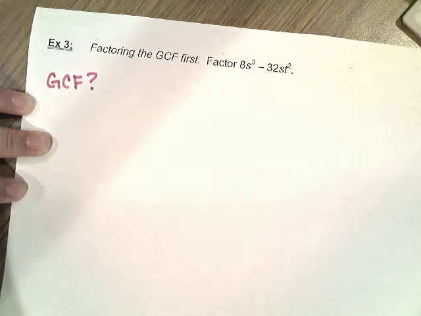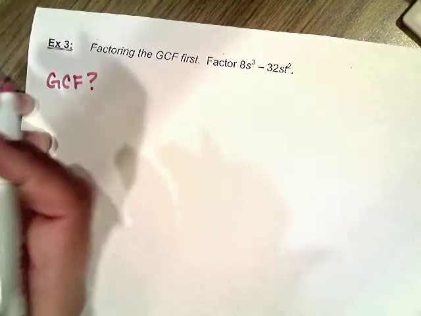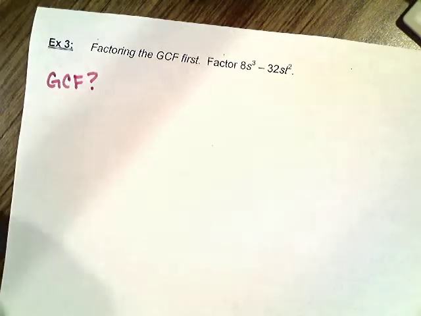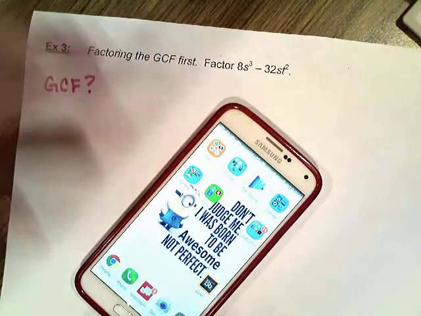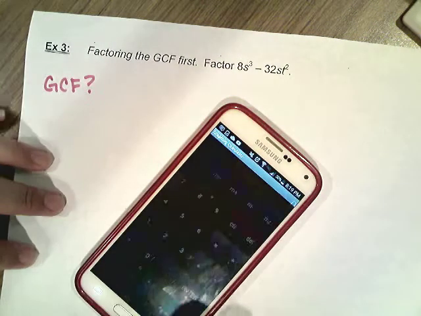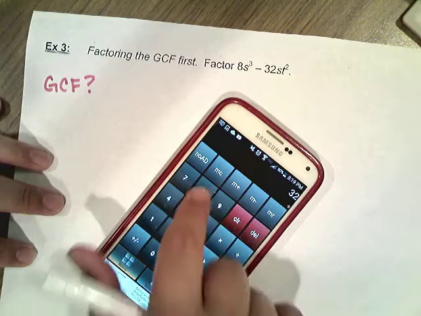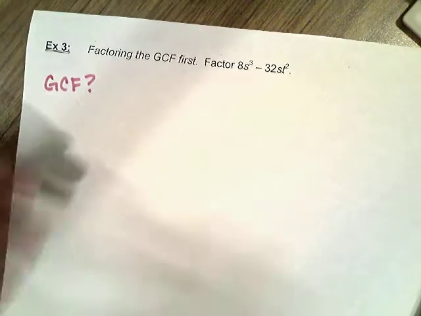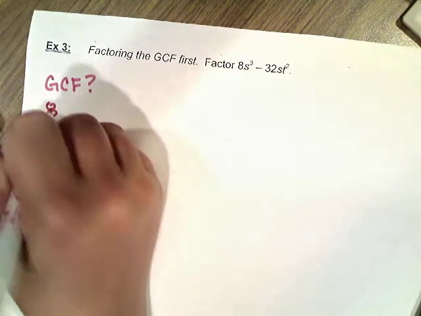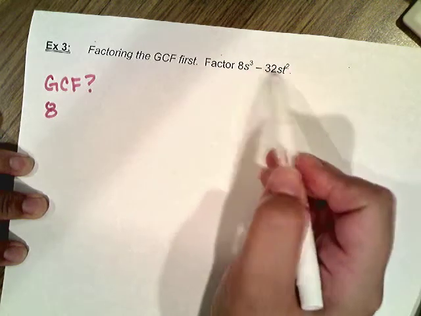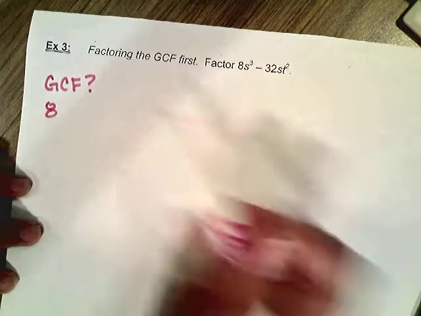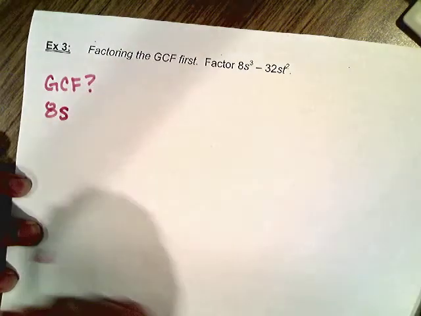So first, is there a GCF? Let's see, we have 8 and 32. We could divide both of those by 8. Can we divide it by 8? Let's see. Okay. 32 divided by 8. Hey, all right. So that's part of our GCF, 8. And then we have s cubed and st squared. So we can divide both of them by s. So 8s is going to be our GCF.